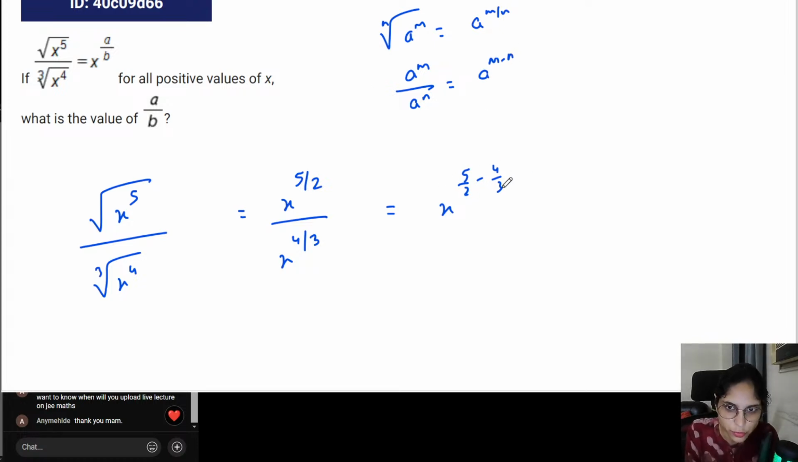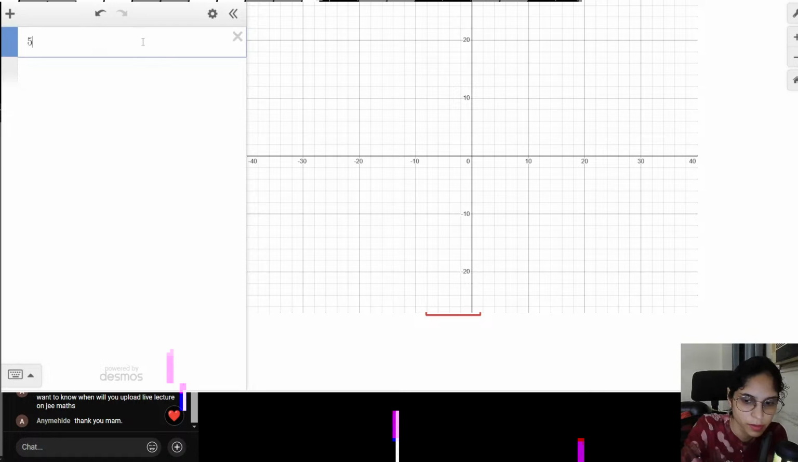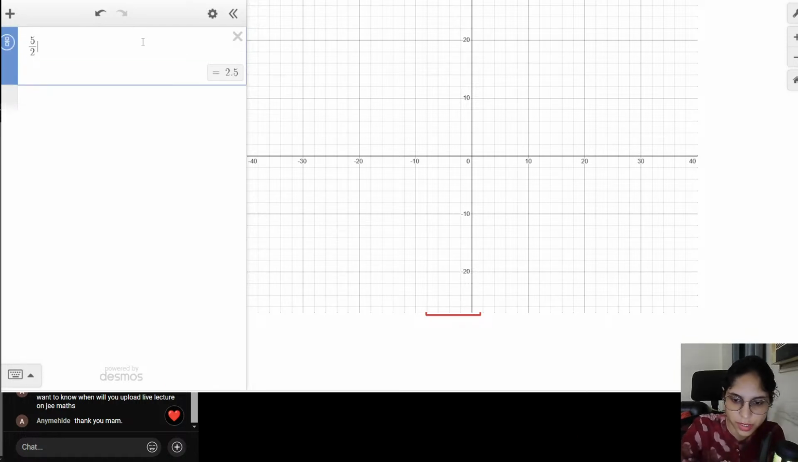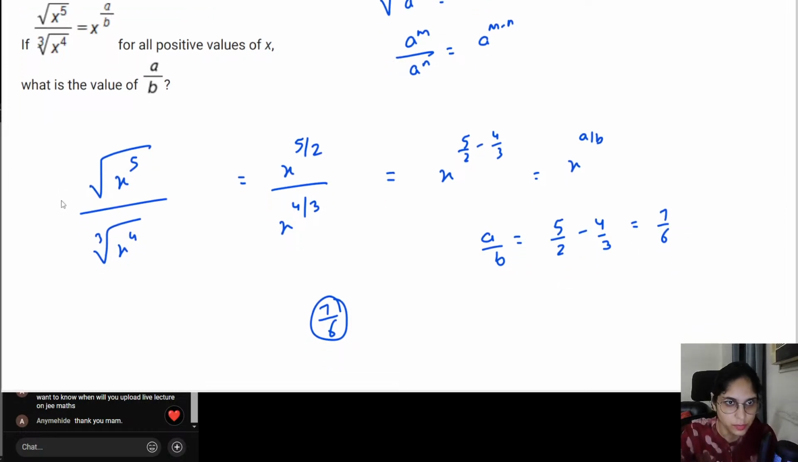So you just have to find 5 over 2 minus 4/3. Desmos, or you can directly solve. 15 minus 8 is 7. 7 over 6. 5 halves minus 4/3 is 7/6. Okay? So the value of a over b is 7 over 6. That is your answer. Again, I will try to keep my answer in fraction.